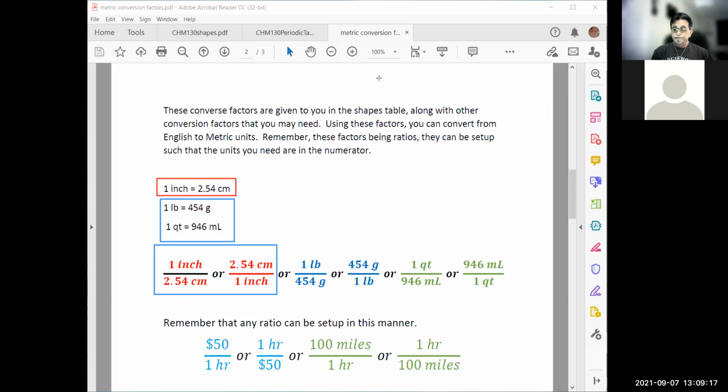And so check this out. Make note of this. This is exact. And these here, not exact values. So they could play a role in your sig figs.